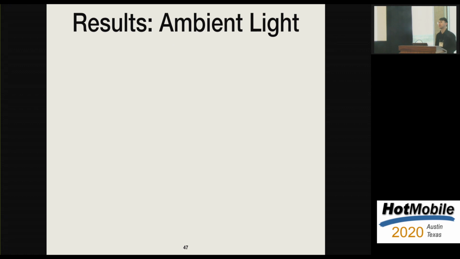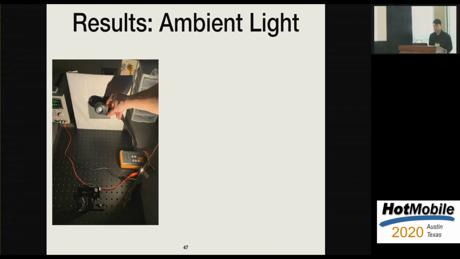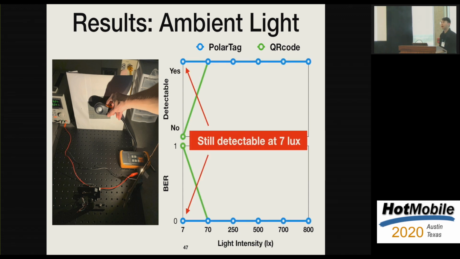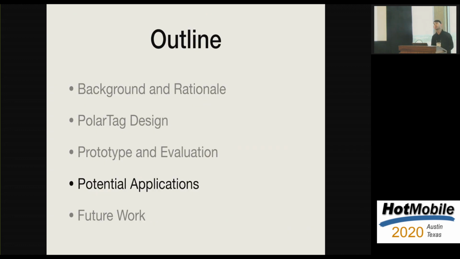And lastly, we tested the influence of ambient light. In the experiment, we turn off all the other ambient light sources and use only one LCD as our light source. We show the result on the right. The y-axis is still the same, and the x-axis is the light intensity. In this graph, we can see our polar tag is still detectable even under very low ambient light condition, which is 7 lux.